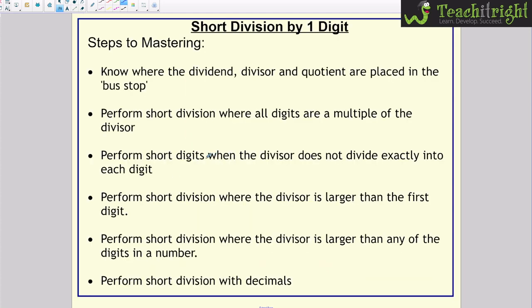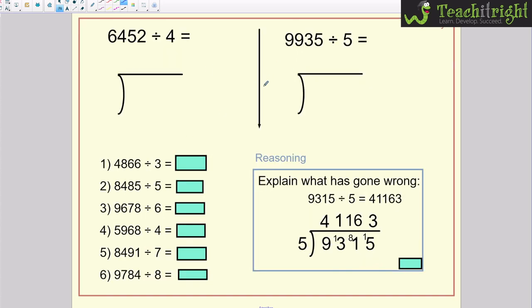Right, now moving on, we're going to look at slightly more complicated ones where it doesn't divide in exactly. So I've got 2 examples at the top. I'm going to do the 2 examples at the top, and perhaps you can have a go at the ones underneath. So 6,452 divided by 4.